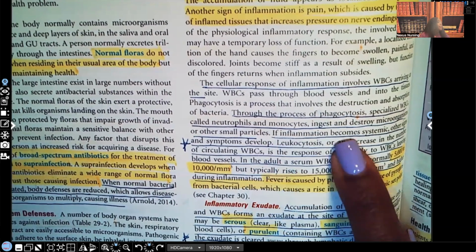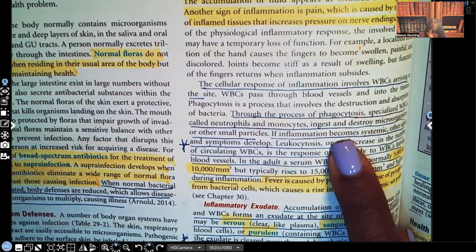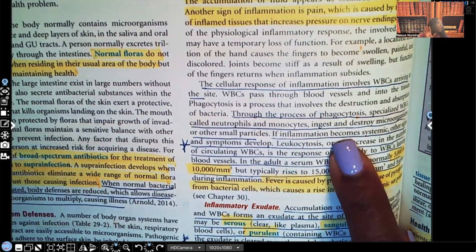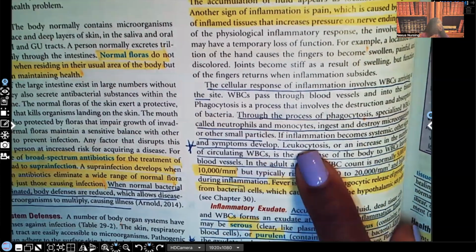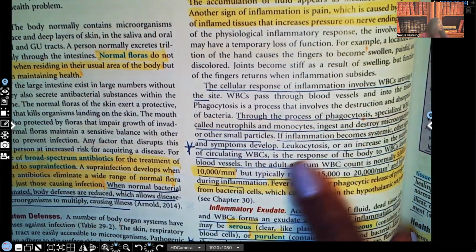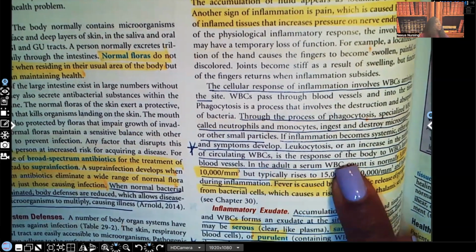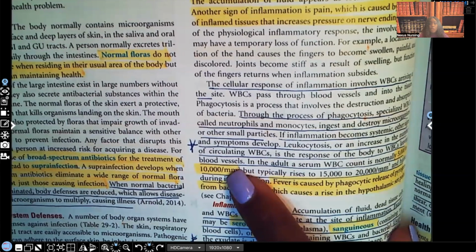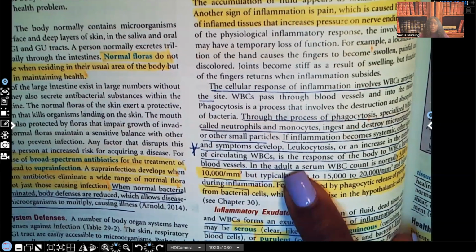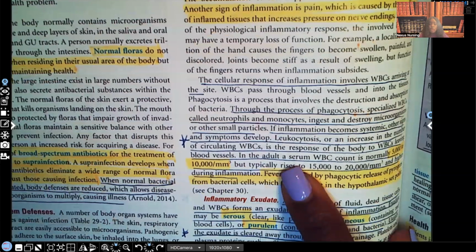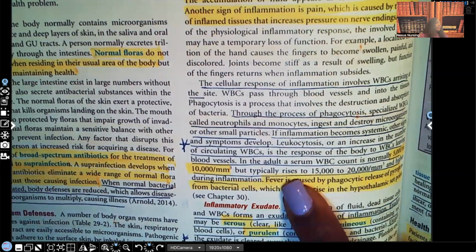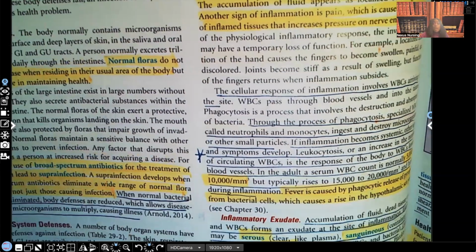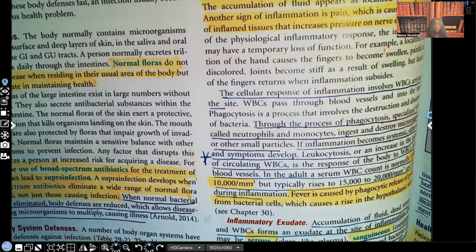If inflammation becomes systemic, oh my gosh, so now this inflammation is not only localized, it's all over. It's become systemic. Other signs and symptoms develop. Leukocytosis, or an increase in the number of circulating WBCs, is the response of the body to WBCs leaving the vessels. They're trying to go help. In the adult, a serum WBC count is normally between 5 to 10,000, but typically it rises to between 15 to 20,000 or even higher during inflammation. But your normal range is 5 to 10,000.